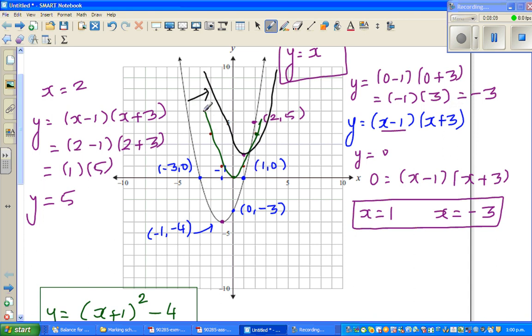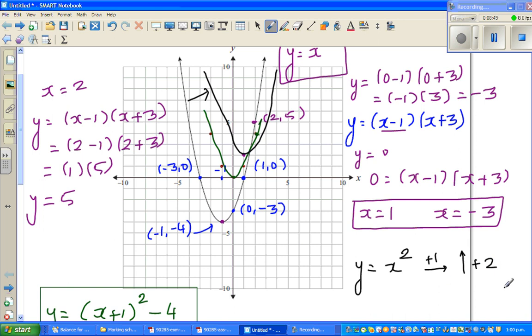So this green parabola is the basic parabola. And this drawn parabola is the transformation of y is equal to x squared. So the drawn parabola of the question is a transformation of this, the basic parabola, y is equal to x squared. So I'm saying y is equal to x squared has moved 1 to the right, and it has gone up 2.